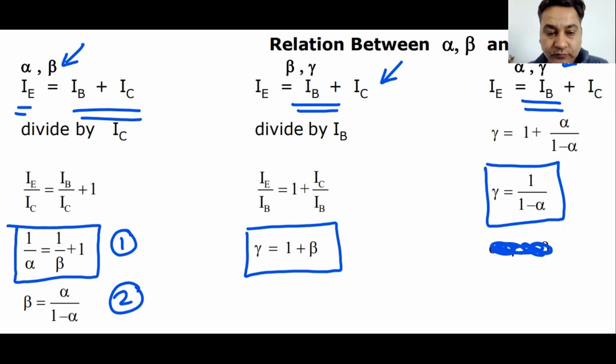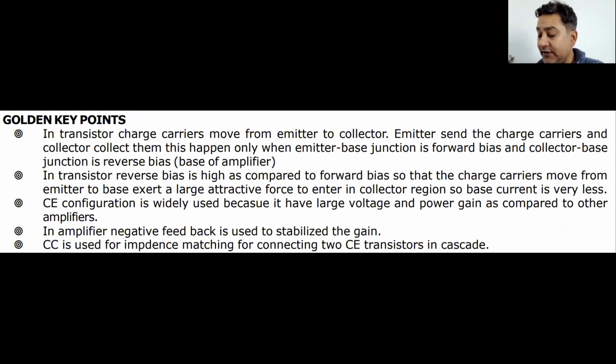Okay, sir. Then we'll move further ahead. Golden key points. We have discussed most of these key points, and again, in this particular topic, as you can see, the numericals are very few. Most of the questions are based on theory, on what you remember about that particular topic. That's it. Golden key points: in a transistor, charge carriers move from emitter to collector.